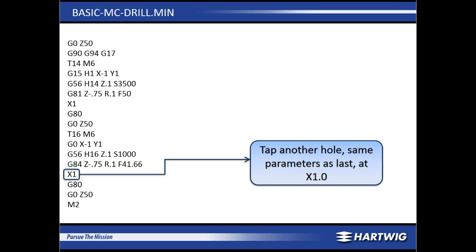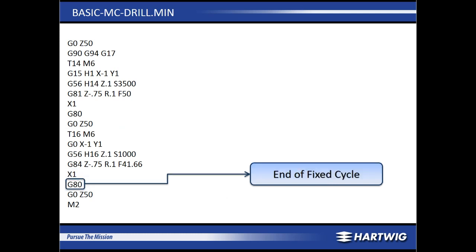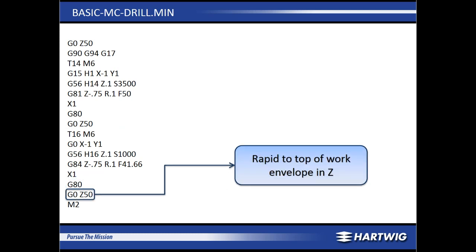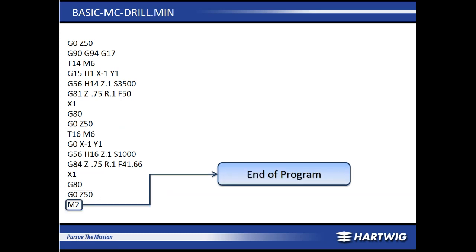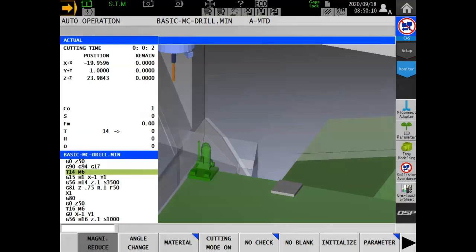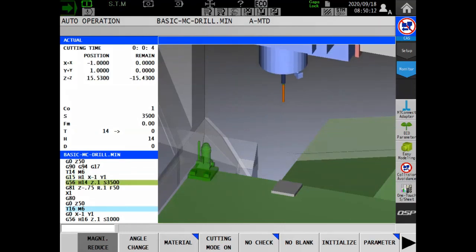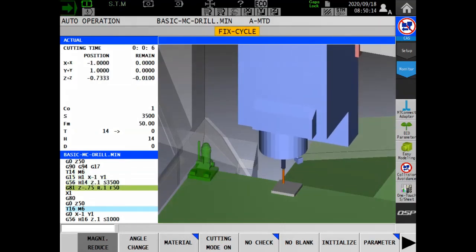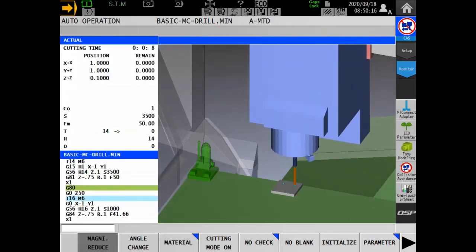After it taps that first hole, the machine will move over to an X of 1 and tap another hole with the same parameters as the last one. At the G80, it'll be the end of the fixed cycle. We're going to wrap it to the top of the envelope in Z, and then we'll end our program. So if we watch here, here's that program running again after having that explanation of everything that it's doing.